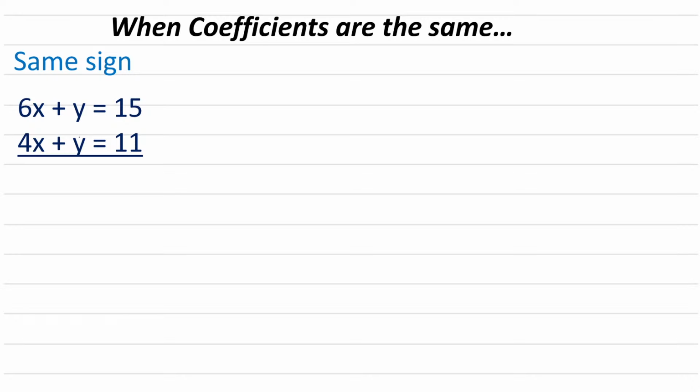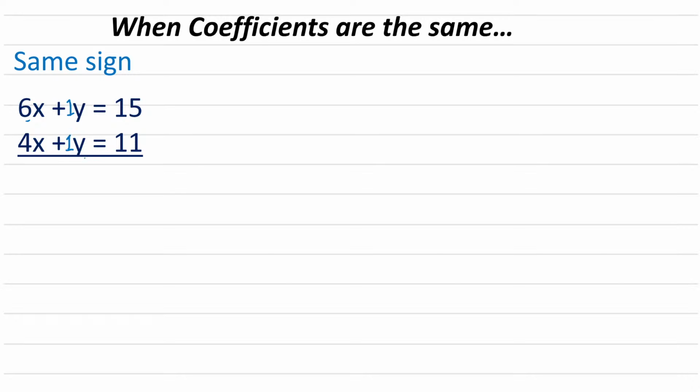So here I have two linear equations. One that says 6x plus y equals 15, and the other that says 4x plus y equals 11. Now, I've said here when coefficients are the same. So I said earlier what coefficient means. Coefficients are the numbers that are next to the variables. So here the coefficient of x is 6. Here the coefficient of y is 1. Okay. Here the coefficient of x is 4. And here the coefficient of y is 1.